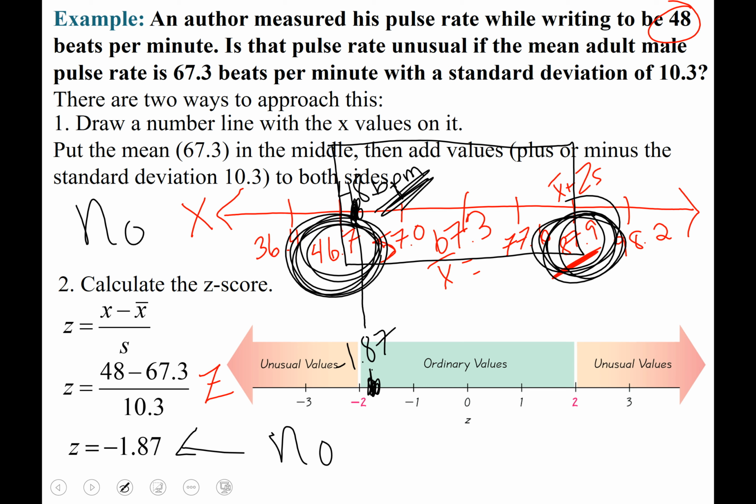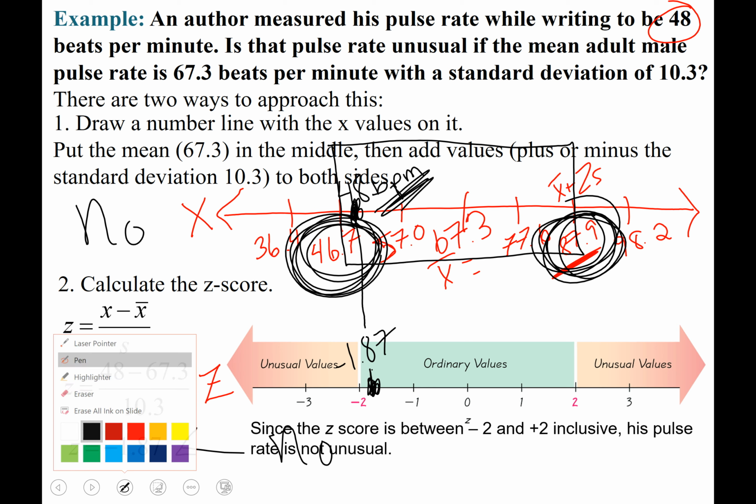So if you're that doctor and you get the report, z-score, pulse rate, -1.87, you can immediately go, all right, it's between +2 and -2, so this is ordinary or usual or not significant. All right. Since the z-score is between -2 and +2 inclusive, his pulse rate is not unusual.